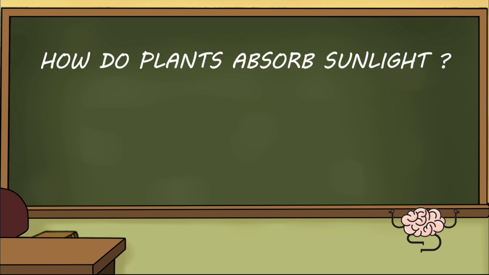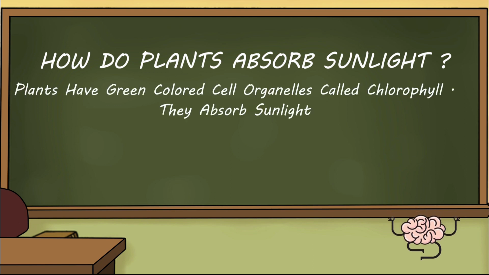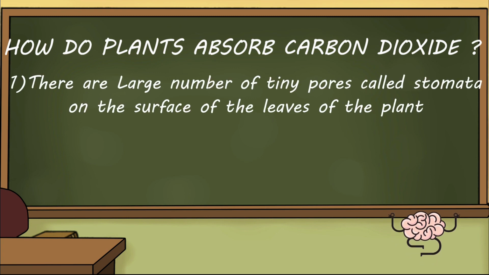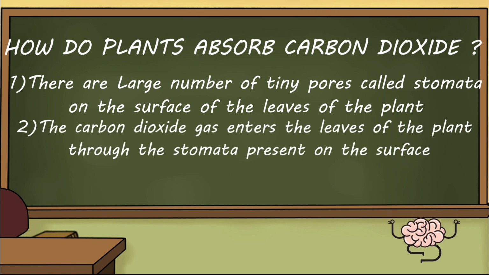How do plants absorb sunlight? Plants have green colored cell organelles called chlorophyll. They absorb sunlight. Next, how do plants absorb carbon dioxide? There are a large number of tiny pores called stomata on the surface of the leaf. The carbon dioxide gas enters the leaves of the plant through stomata.